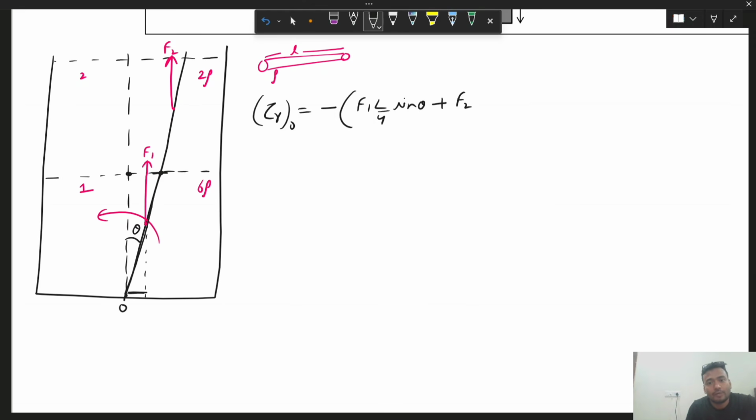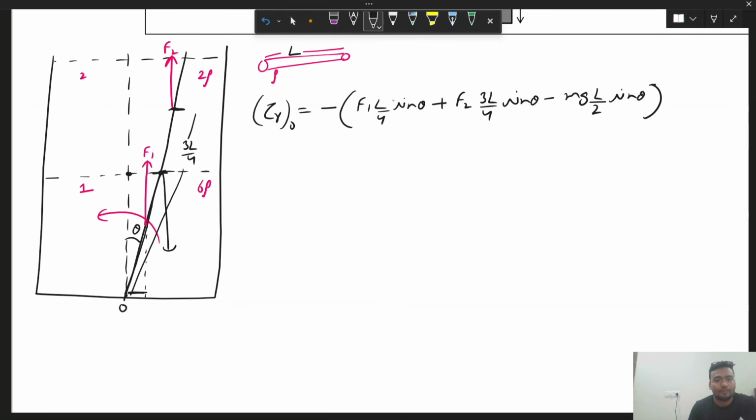And for the above liquid, F2, up to here it is L by 2, and further L by 4 you have to add. So basically 3L by 4. So from O up to this point, the total distance is 3L by 4, then sine theta. And if you see, gravity's torque is acting in the reverse direction of theta. So it is minus mg, and that is L by 2, and then sine theta, right?